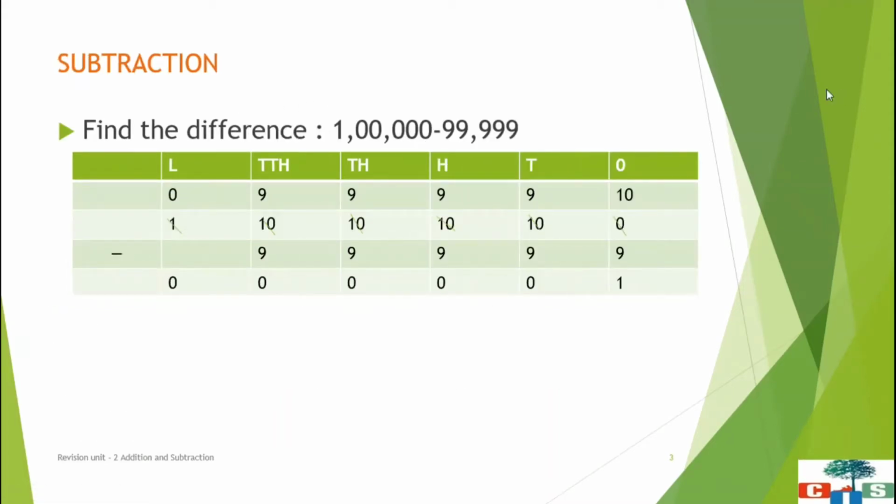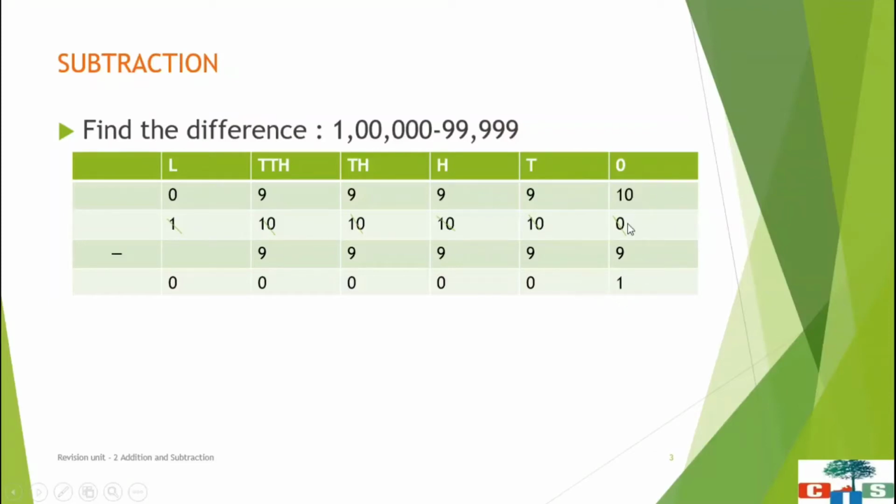Now we'll see subtraction. Subtraction means taking away something from a group. Find the difference of 1 lakh minus 99,999. We have to find the difference of these two numbers. Here 1 lakh is the minuend, a larger number, and 99,999 is the subtrahend. For subtraction, first of all arrange the numbers according to the place value chart. I have arranged the numbers according to the place value chart in columns.